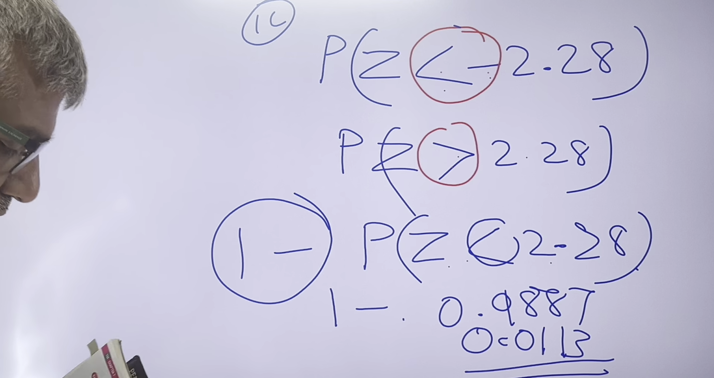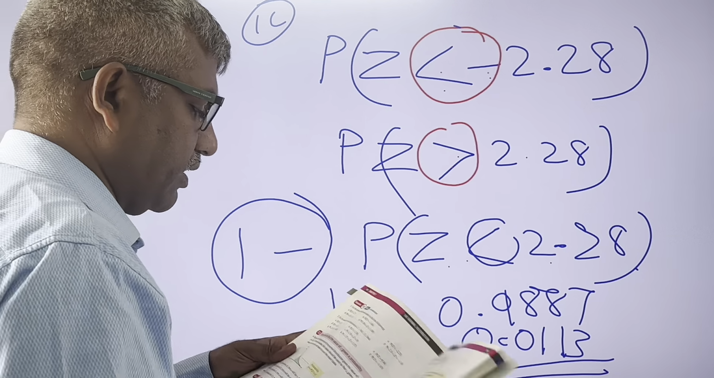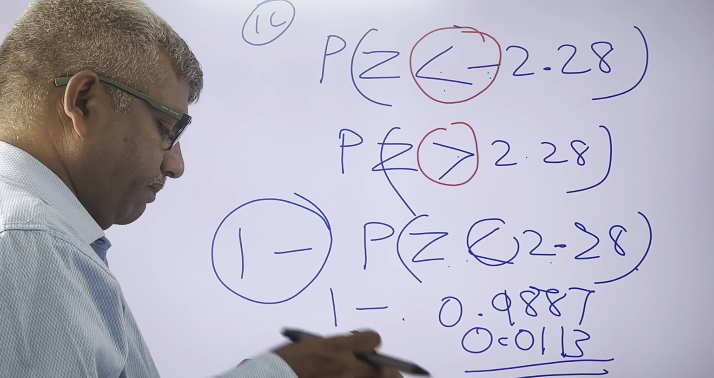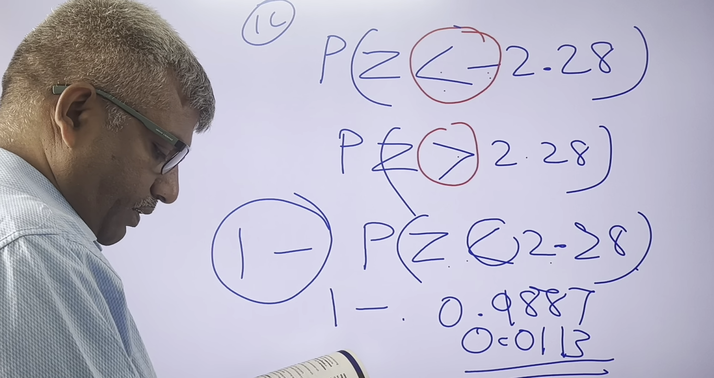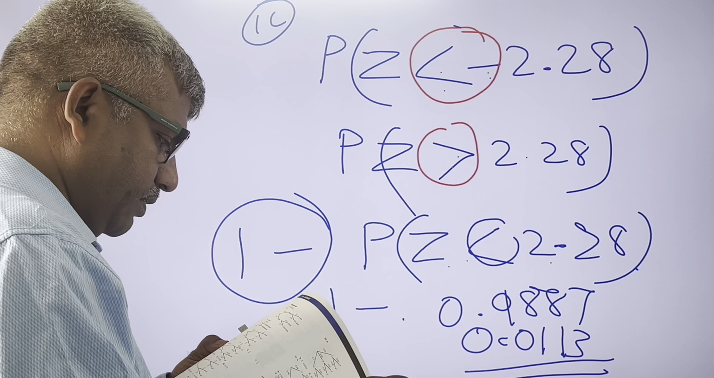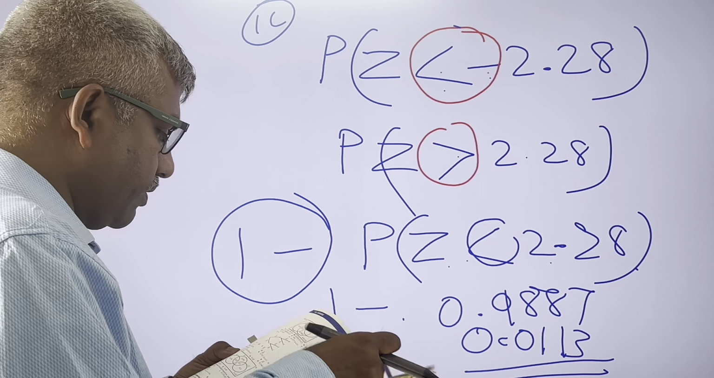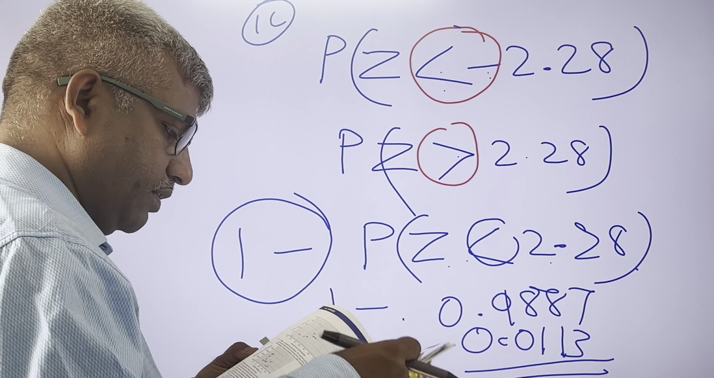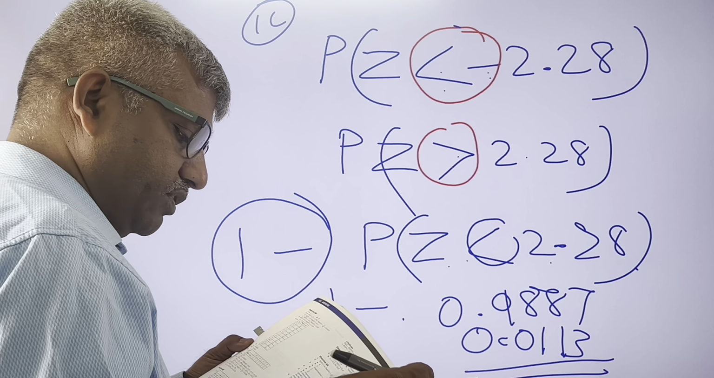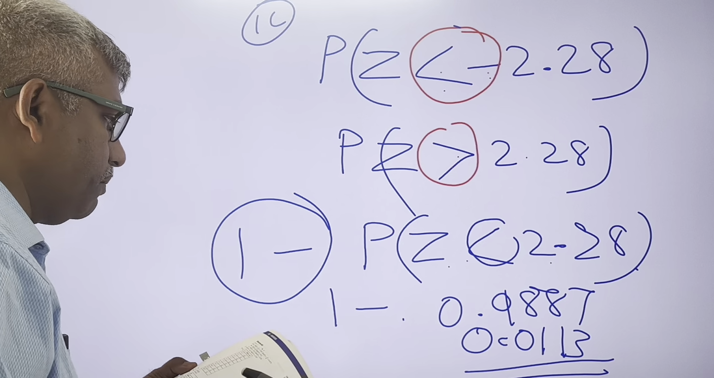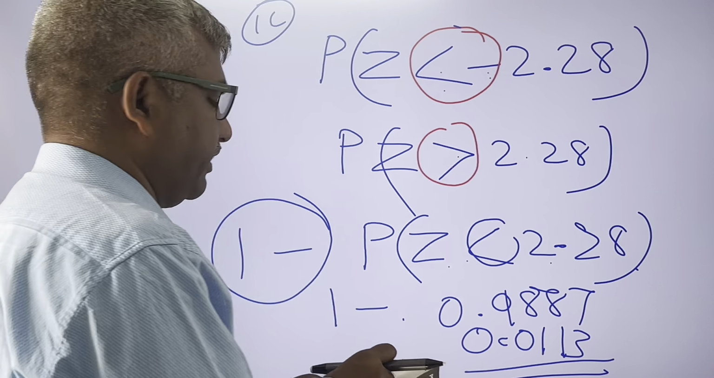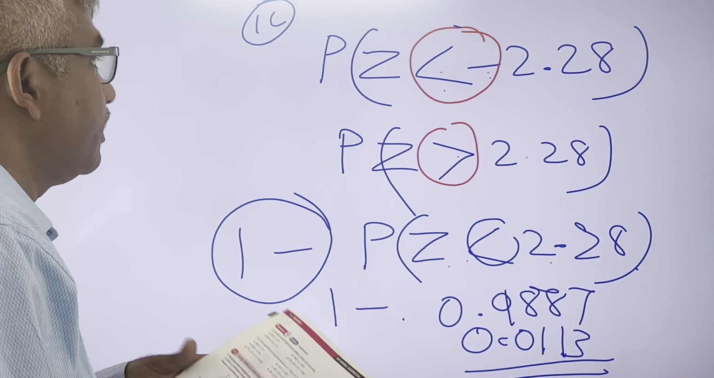Copy down. I will check the answer. All are right. 7B. First is 0.1020, 0.9515, 0.0113. One A, B, C is all right. Okay, next. 1D.